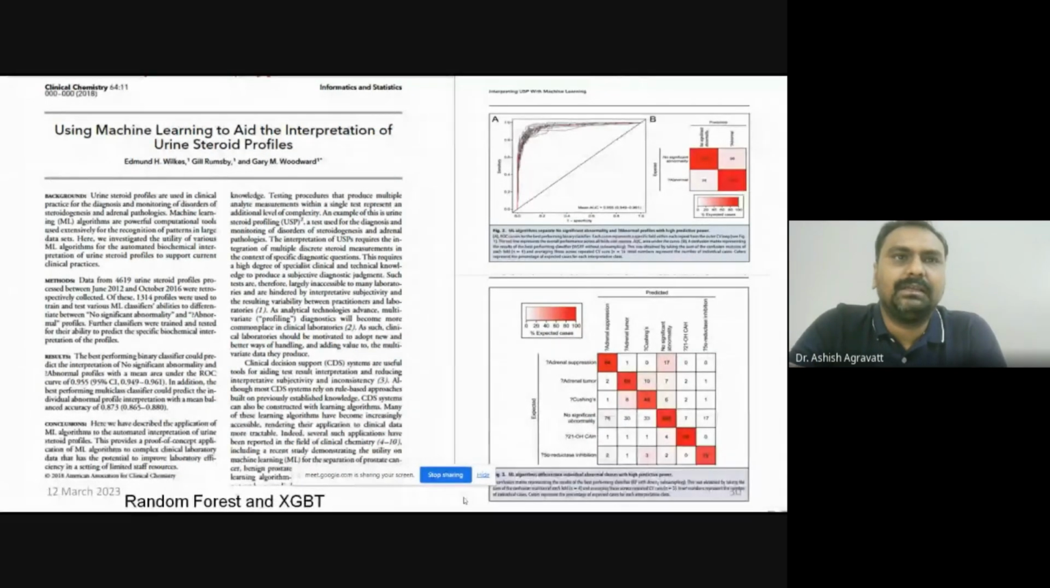This is another article published in Clinical Chemistry regarding the use of machine learning for the interpretation of urine steroid profiles. The machine was able to identify the abnormal results from the normal results, and different pathological diseases like adrenal suppression, adrenal tumor, Cushing syndrome, or congenital adrenal hyperplasia were differentiated or interpreted just based on the data. The machine automatically gave the diagnosis. That is the use of machine learning in the interpretation of urine steroid profiles. They used the random forest algorithm and the extreme gradient boost algorithm to identify that.